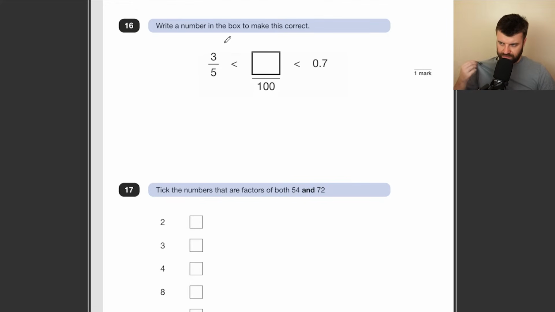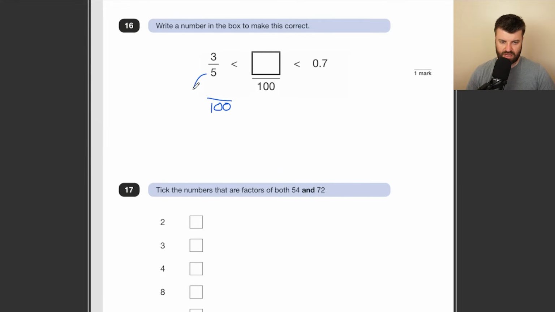Question 16. Write a number in the box to make this correct. 3 over 5 is less than something over 100, which is less than 0.7. Well, you know what? Easy way we can do this. Let's change this into over 100.